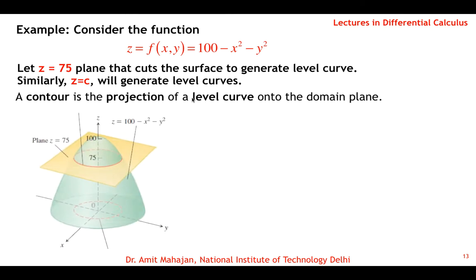So for example, if we plot z equals 100 minus x² minus y², it will be this paraboloid, and z equals 75 is a plane which cuts this.